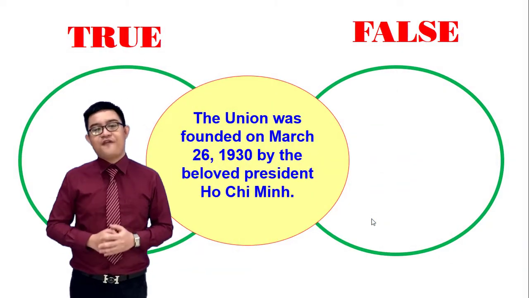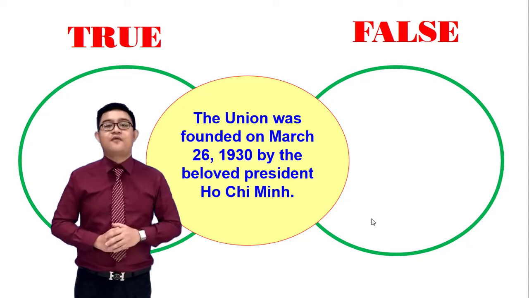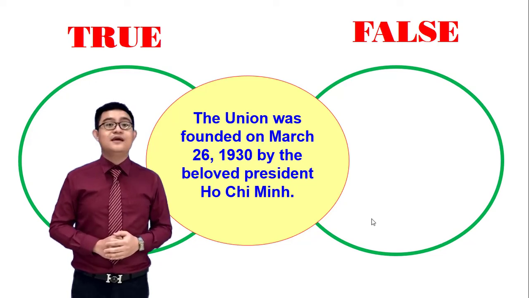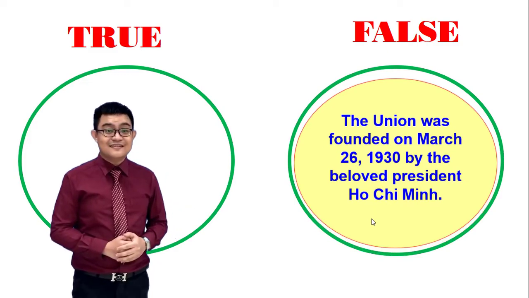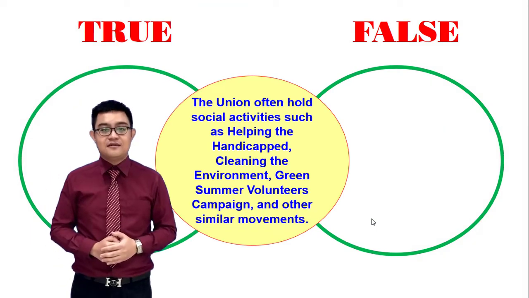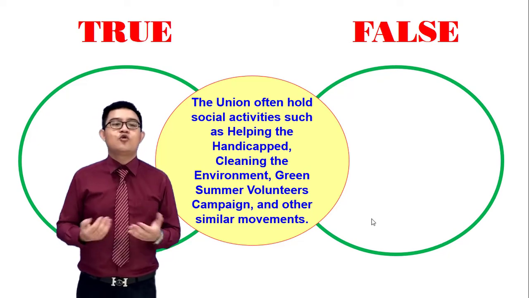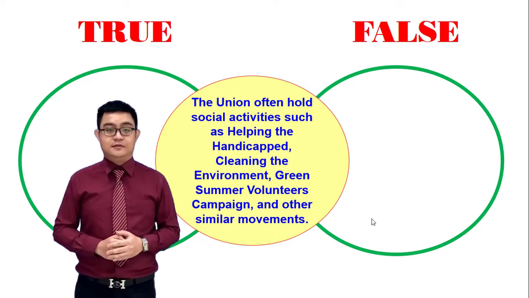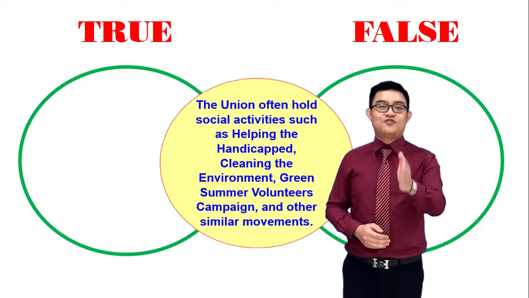The Union was founded on March 26, 1930 by the beloved President Ho Chi Minh. True or false? It's false. Is that right? Next statement. The Union often holds social activities such as helping the handicapped, cleaning the environment, Green Summer Volunteers campaigns, and other similar movements. True or false? It's true.